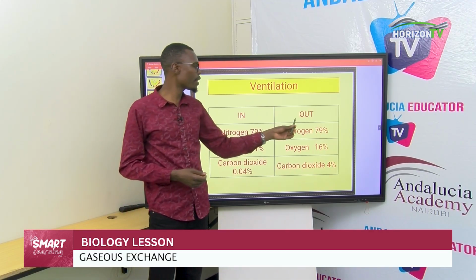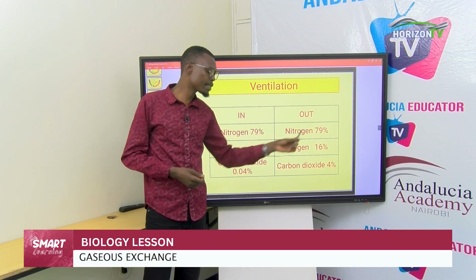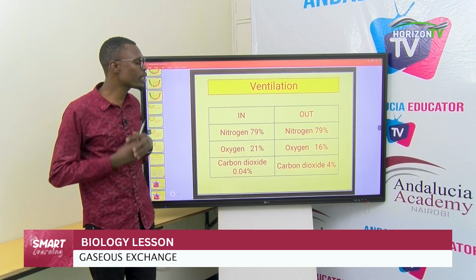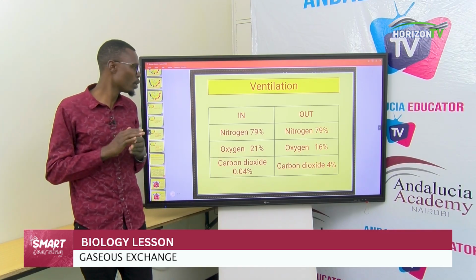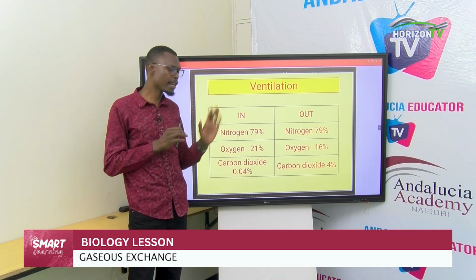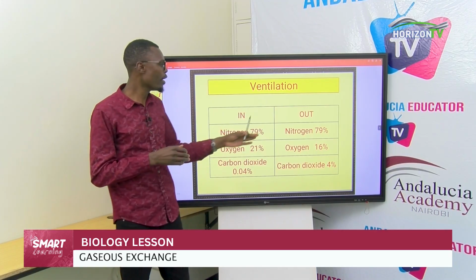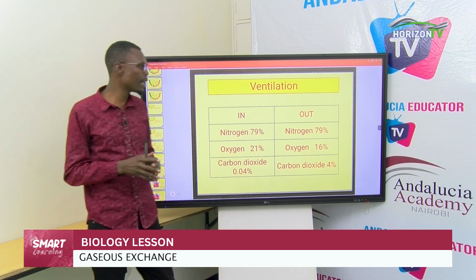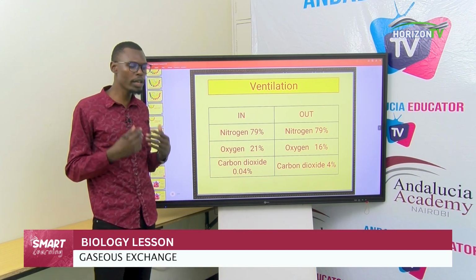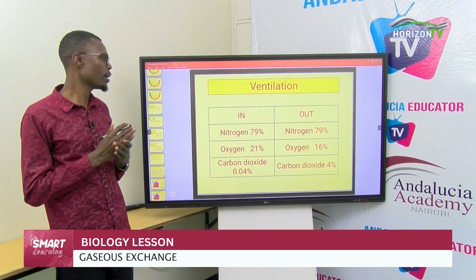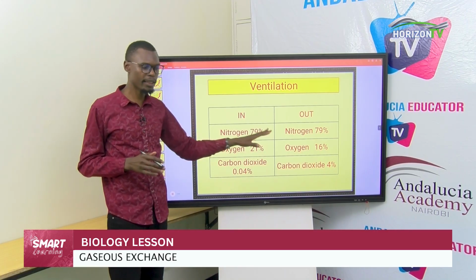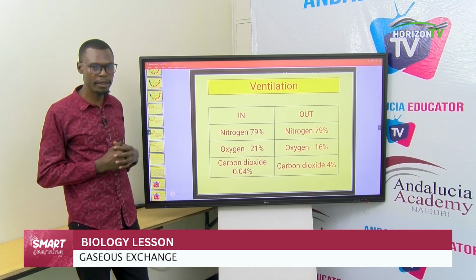And the nitrogen that you give out is 79%, which means the body does not consume any amount of nitrogen. That is why the one which gets in is 79%. The one which gets out is still the same amount. So the body has not used any nitrogen. There's nowhere we can use it in the body.